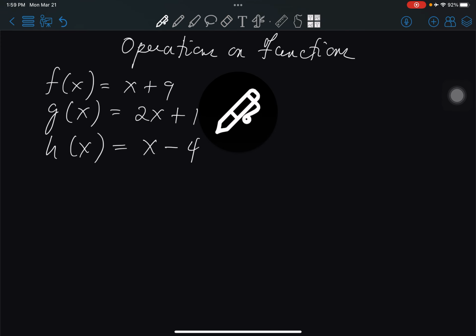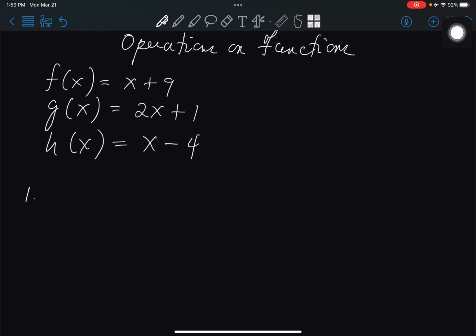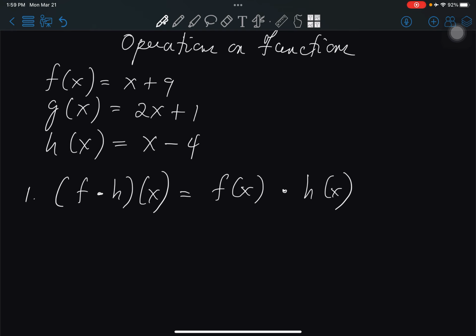We have to remember, class, that if we are going to get, let's say, the product of f multiplied by h of x, this can also be expressed as f of x multiplied by h of x. Okay? They are just the same. Now, simplifying this, we are just going to replace f of x by the value given. So our f of x is x plus 9, multiplied by h of x, which is equal to x minus 4.